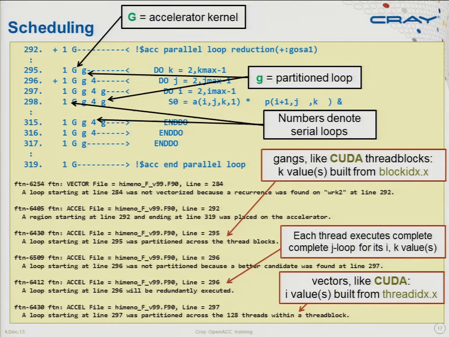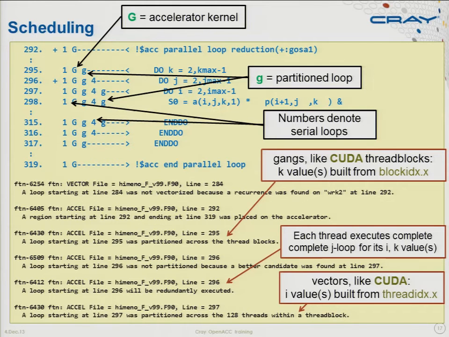So if you've done any CUDA programming, it's like you're reconstructing an I value for this loop nest from the thread index, and you're reconstructing the K value from the block index. If you've not done CUDA, this is all gibberish, but if you've done CUDA, you'll recognize that. So each thread on the GPU is going to be doing a particular value of I and a particular value of K. The J loop is being redundantly executed.